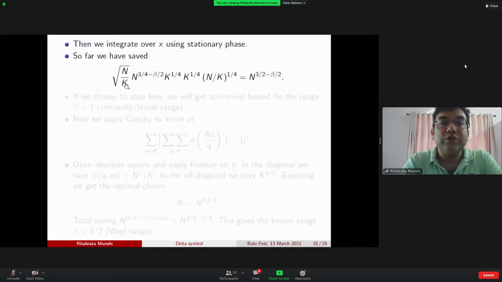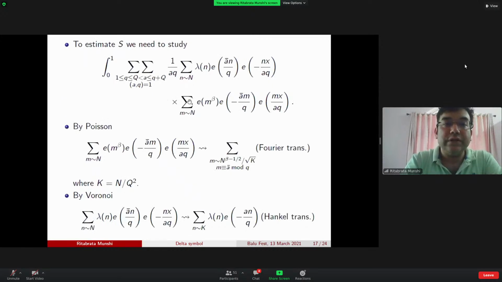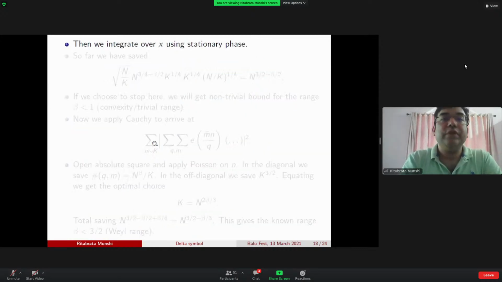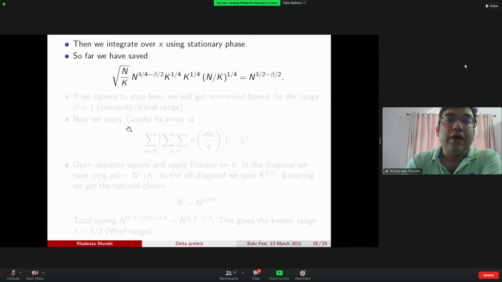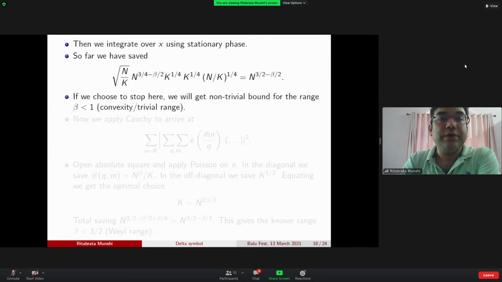This gives you how much you have saved from the Poisson and Voronoi, and then there is the integral over x from 0 to 1. This is oscillatory, so we'll have a square root of saving in that too. For that, you need to do some stationary phase analysis. So in total, this is the amount you save: n to the power 3/2 minus beta/2. Recall that the amount you need to save is more than n, because n is how much you lost when you chose to drop the equation. And this is larger than n if beta is less than 1. Beta less than 1 is the trivial convexity range, which is quite easy to prove. So before Cauchy, the range that we get is just the convexity range.